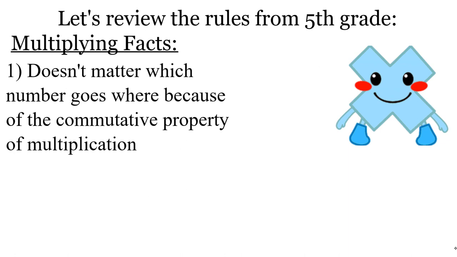First fact, it doesn't matter which number goes where because of the commutative property of multiplication. We know that it doesn't matter if you're doing 2 times 3 or 3 times 2. Both of the answers when you're multiplying are going to work out to be 6. So it doesn't really matter which number you put on top or which number you put on the bottom.